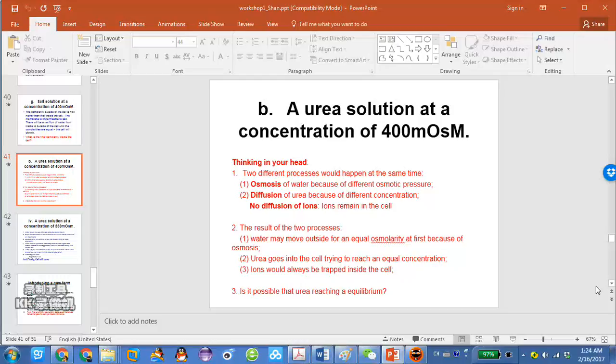So this scenario, you can see, is very similar to the one that we discussed before, question number 8C, right? So in the end, more and more water will flow into the cell. More and more urea will flow into the cell. Eventually, the cell will burst.